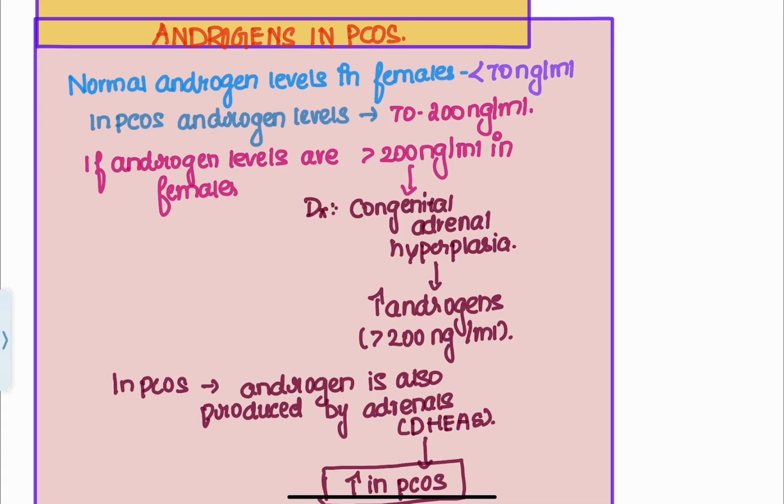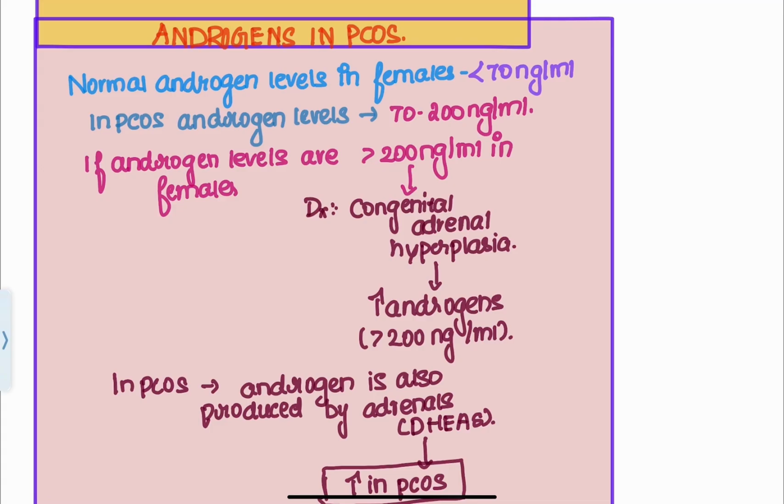Normally in females, the levels are less than 70, but in patients of PCOS, I told you there is an increased amount of androgens. So in patients of PCOS, the androgen levels are somewhere between 70 to 200 nanogram per ml. Let's say for example that in a female, you check the amount of androgens. If the report comes back that the androgens are more than 200 nanogram per ml, it means that the problem is not with the ovary.